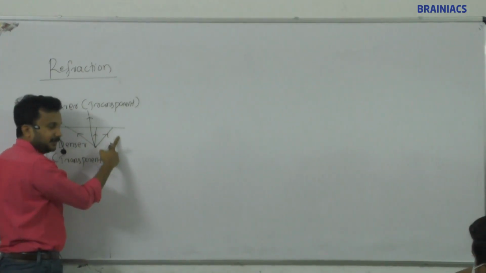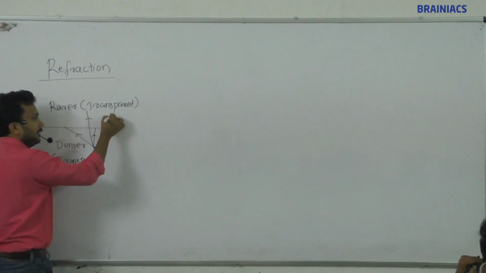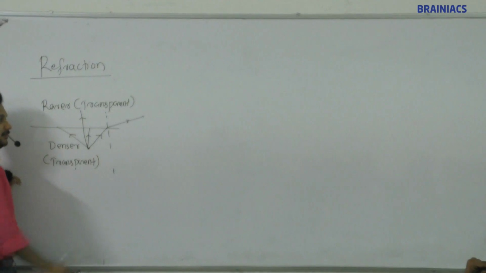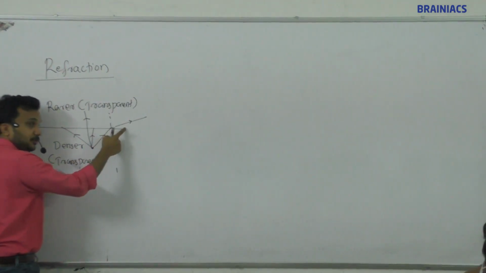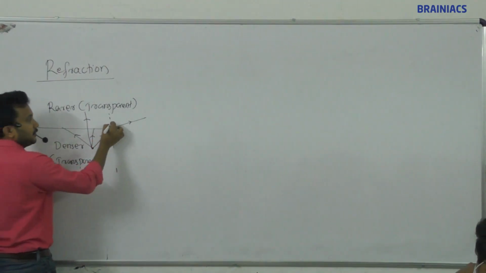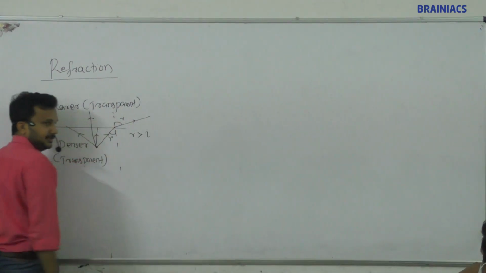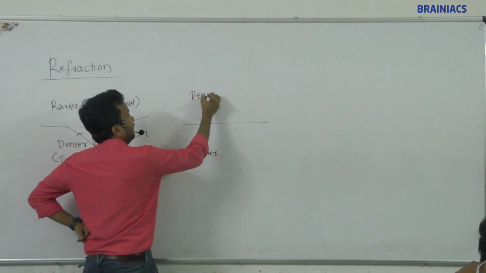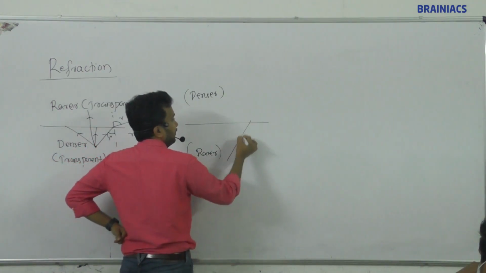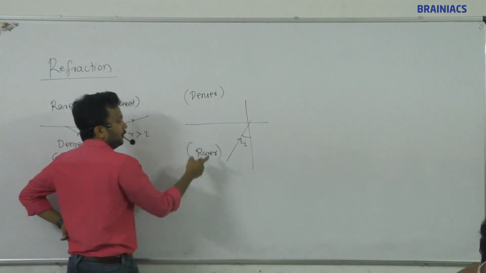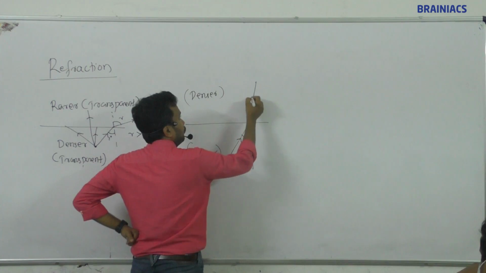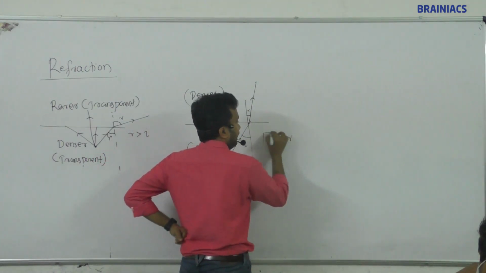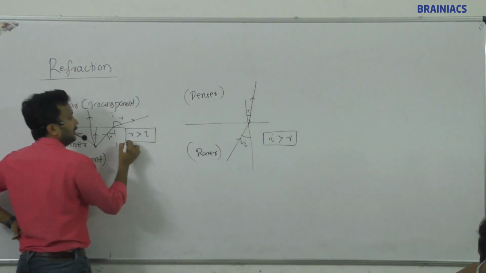Now, if a ray is moving from the denser medium to the rarer medium, it bends away from the normal. Here the angle of incidence is less than the angle of refraction. In the opposite case, the angle of refraction is greater than the angle of incidence.